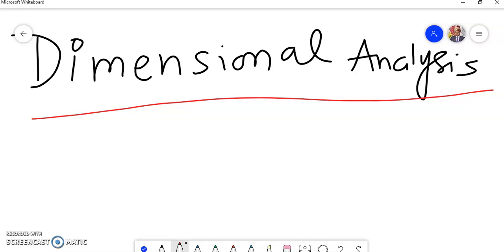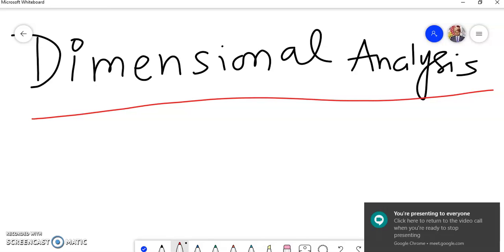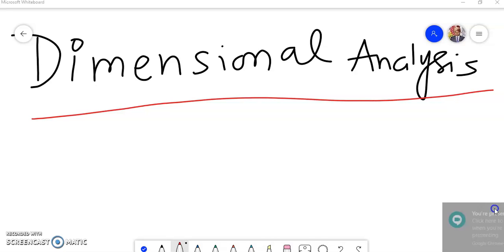Dear students, we are going to see dimensional analysis today. Dimensional analysis is a very impressive tool in physics to know the consistency of a given equation, a given formula. Since we have two kinds of unit, fundamental unit and derived unit, in dimensional analysis we use the fundamental units and express our physical quantities in terms of those.